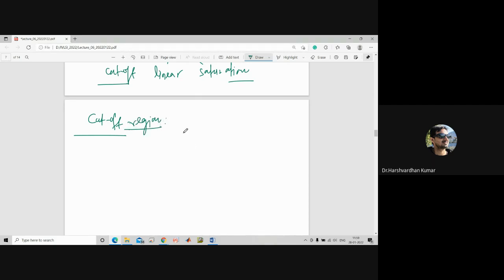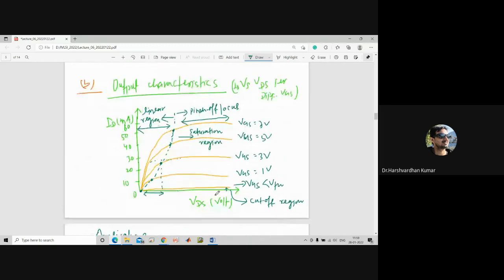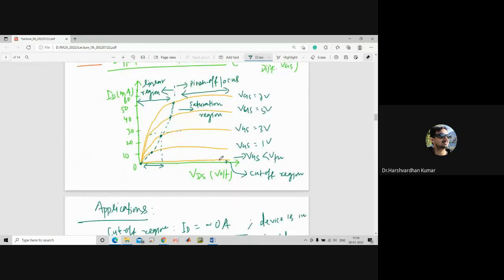Cutoff region. This is the region of the output characteristics where VGS is less than VTH and no current flows. No current flow means ID is nearly equal to 0 ampere, right? So this region is known as the cutoff region. In the characteristics, can you identify where the cutoff region is? This region is the cutoff region, where VGS is less than VTH.